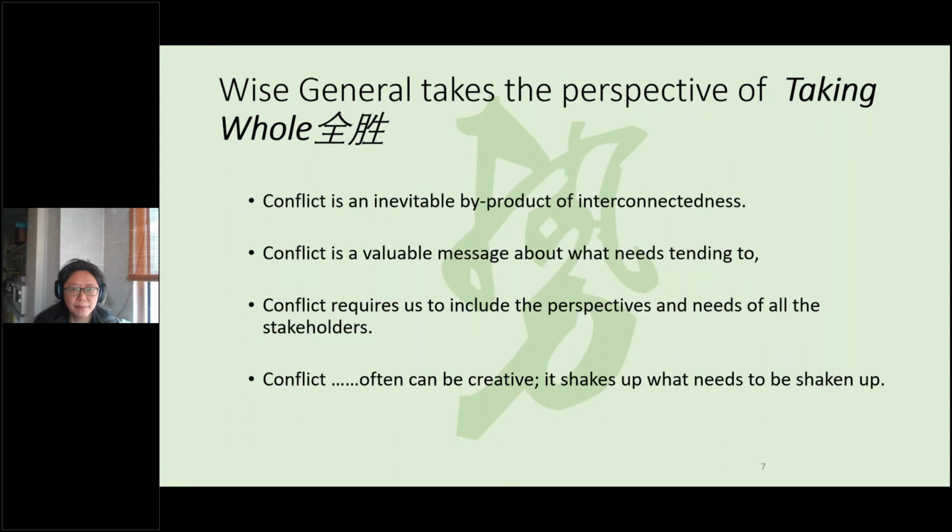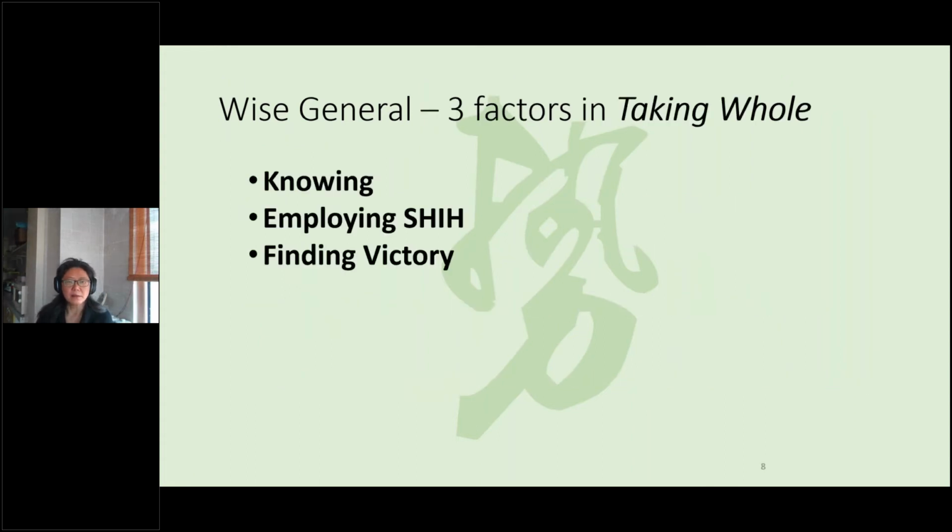So as we say, leadership in VUCA time needs to be this wise general who understands taking whole, appreciates basic value, and appreciates it when conflict situations emerge. The wise general finds his victory in doing three of the following things: knowing, employing shi, and finding victory.